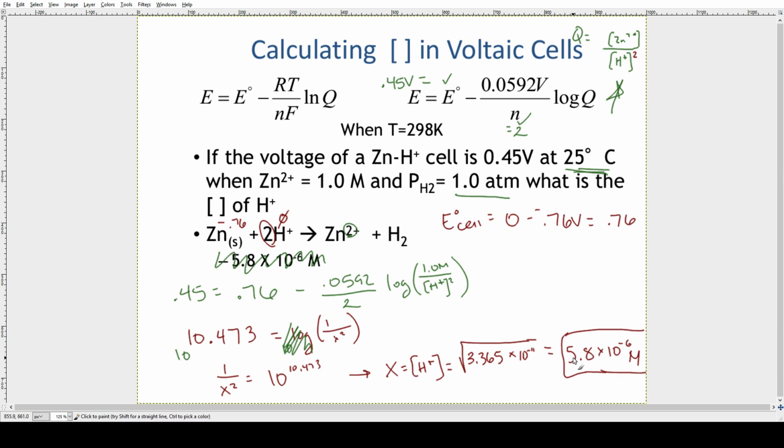Okay, so these are different ways that you can deal with the Nernst equation. You are going to want to practice this. If you don't practice it, even though it might make sense right now, you're not going to be able to figure it out on your own on the test. So please, please, please practice.